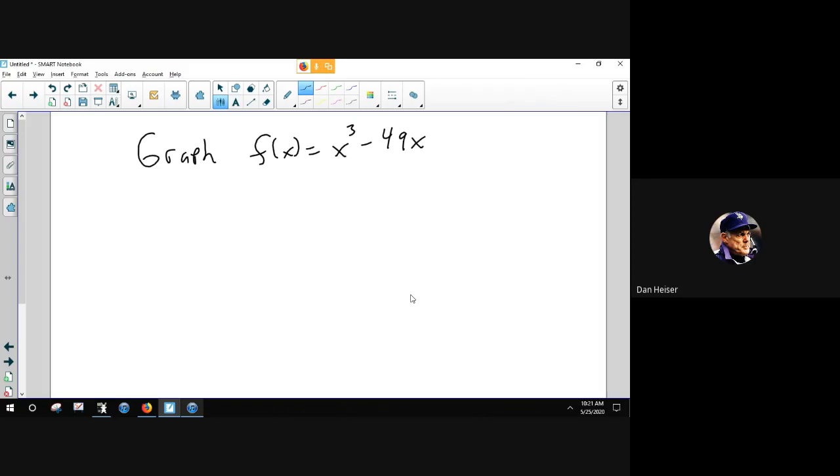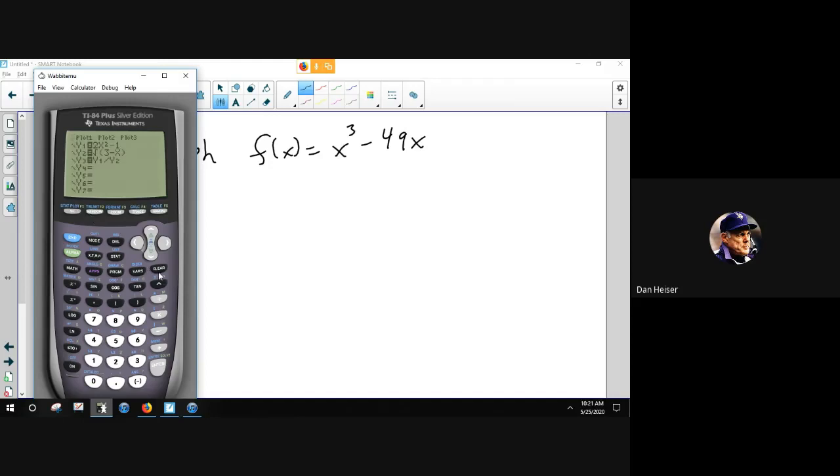Time to learn how to use your calculator a little more efficiently. We're going to start by graphing this function, x cubed minus 49x. Some leftovers from last time, so let's get rid of all these.